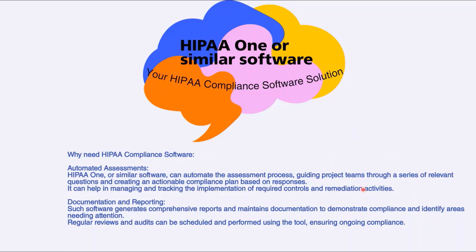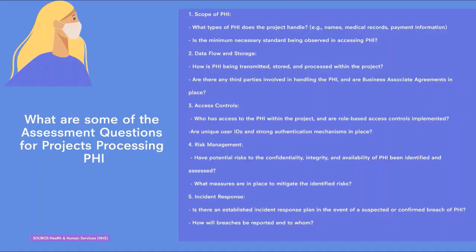So now let's understand some of the security assessment questions that the projects would get when they enroll for approval. Some questions such as: what type of PHI does the project handle? Is the minimum necessary standard being observed? How is the PHI being transferred, stored, and processed within the project? Are any third parties involved? Is the data going to be transferred internationally?